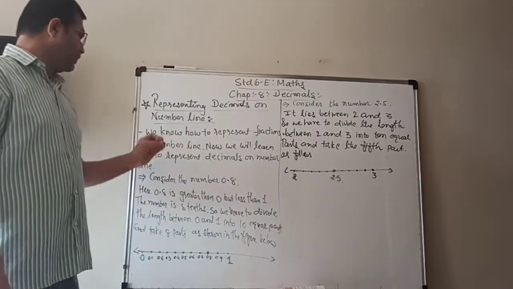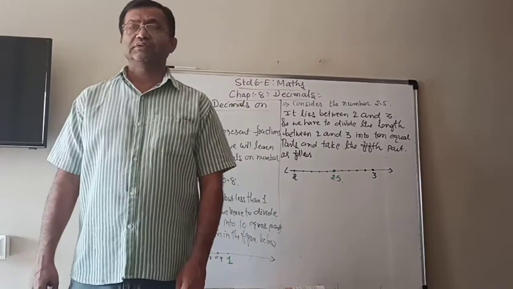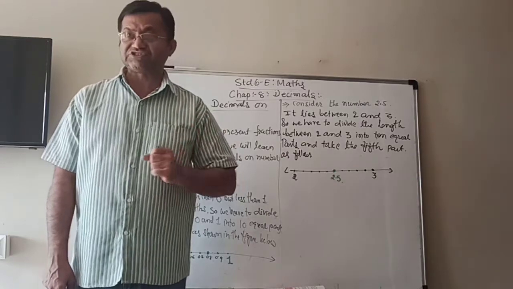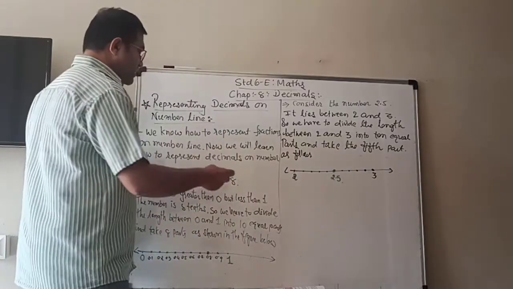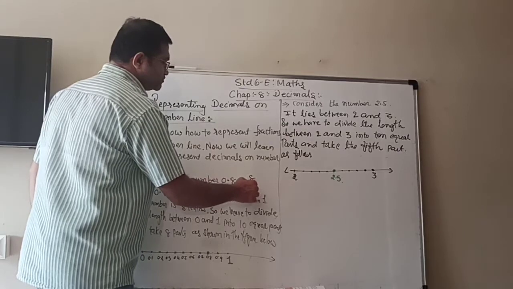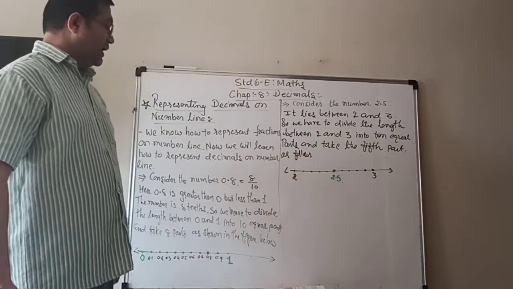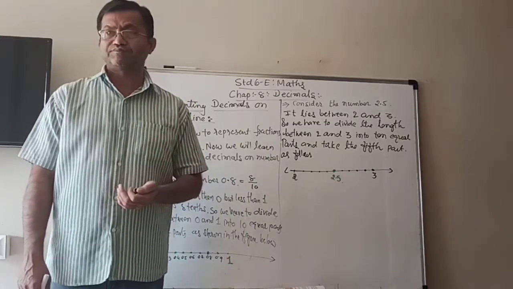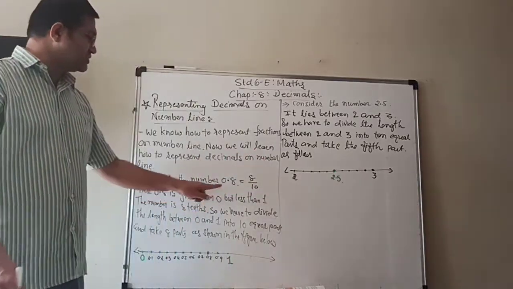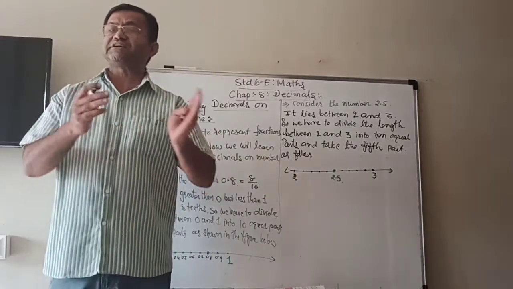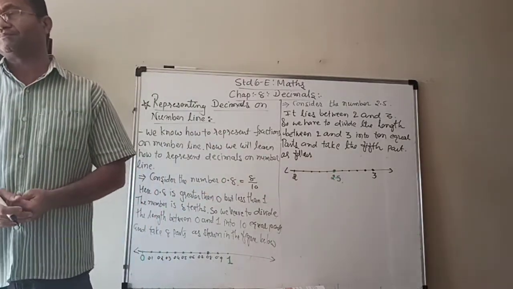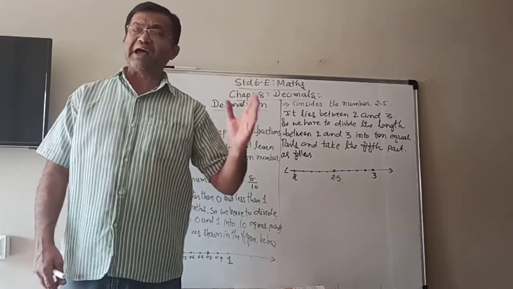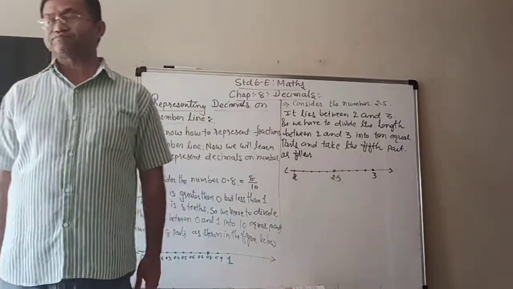We take 0.8. How do you read it as a fraction? 8 tenths. Because we write it as 8 upon 10. And as we know that it is a number between 0 and 1, because it is greater than 0 because it is 0.8. So it is greater than 0 but less than 1. It means that this decimal number lies between 0 and 1.